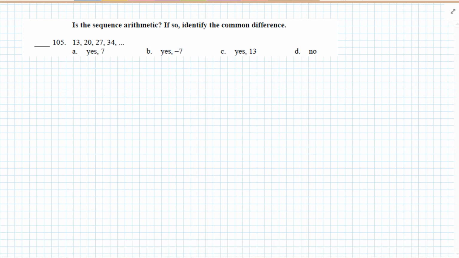105. Is the sequence arithmetic? All we got to do is see if there's a common difference. So let's see if we can speed it up. Second term minus first term is 7. Third term minus second term is 7. Fourth term minus third term is 7. So yes, there's a pattern, and we're going up by 7 every time. So the answer is A.